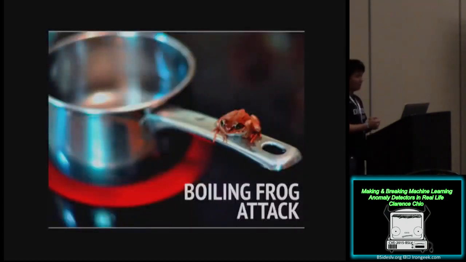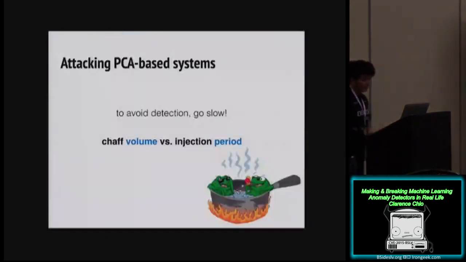So the boiling frog attack is interesting. There are a few papers written about this, and I tried it out. Basically, what it means is that to avoid detection, go slow. You play around with the chaff volume and injection period, and basically you want to reduce the volume and elongate the injection period, such that if you were to perform injections onto any kind of model, you wouldn't be easily detected. And this makes a lot of sense.